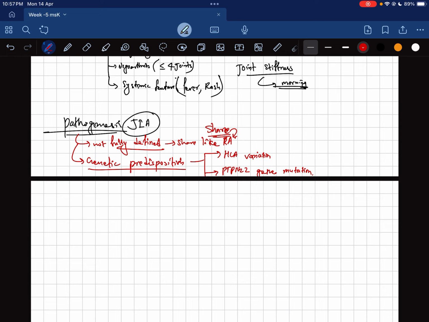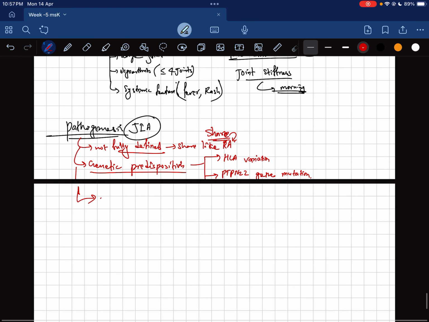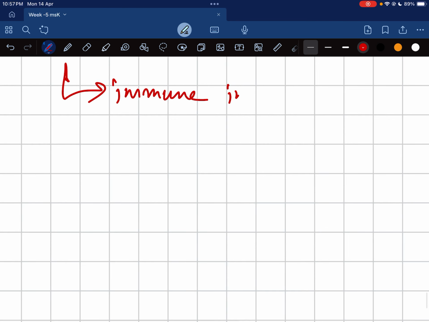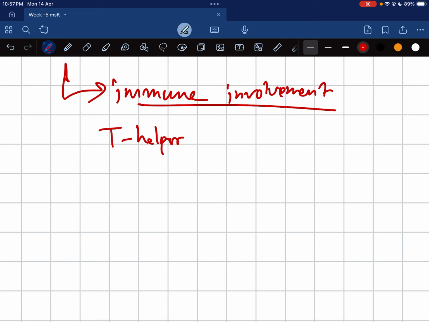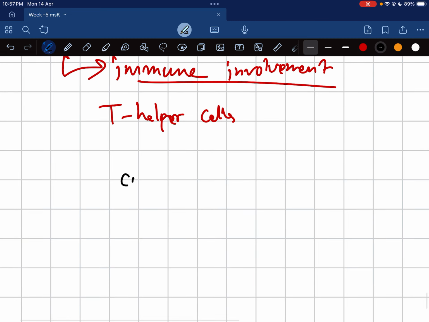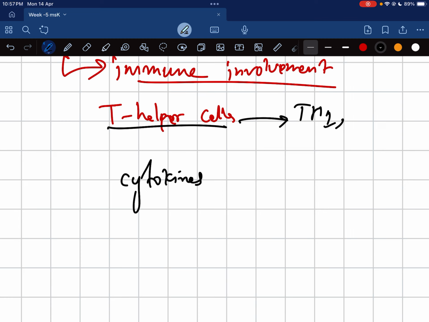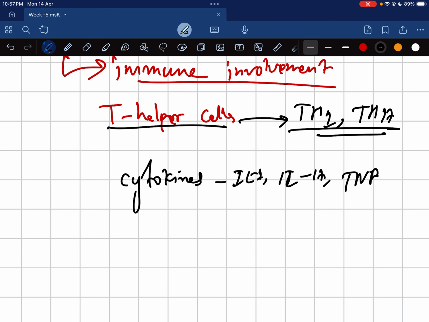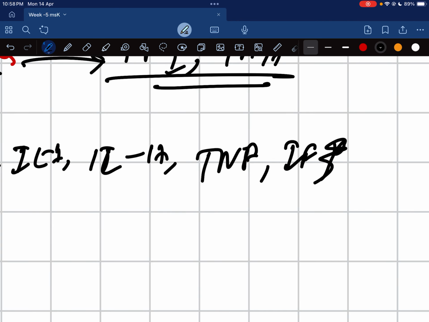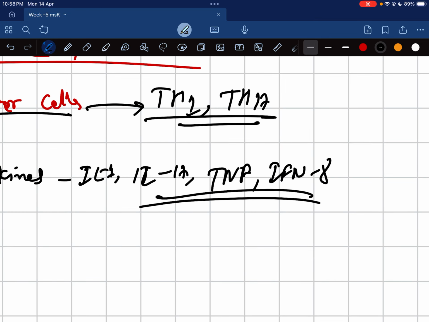When we look at the immune involvement in this pathogenesis, there is involvement of T helper cells and cytokines. T helper cells like T helper 1 and T helper 17 release cytokines like interleukin 1, interleukin 17, TNF, and interferon gamma in this disease.